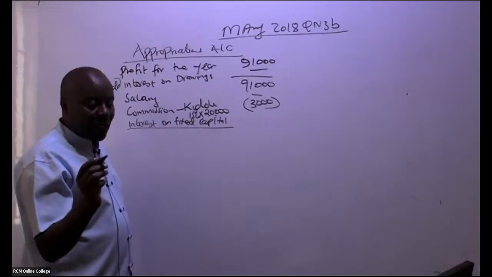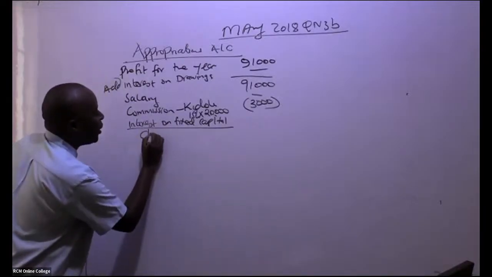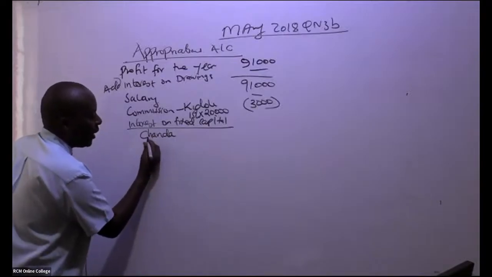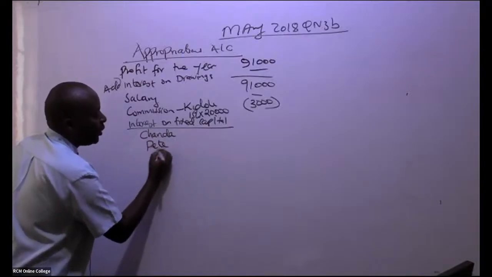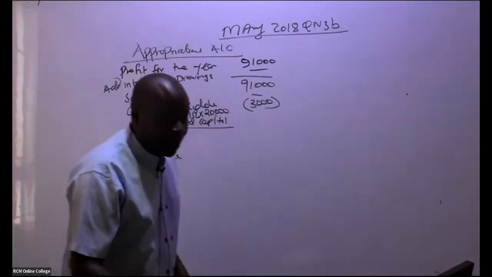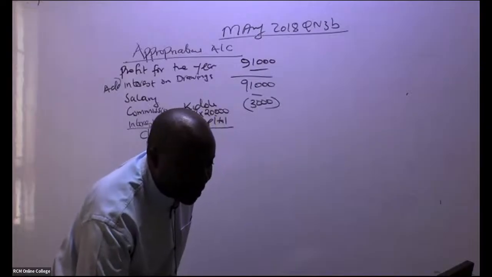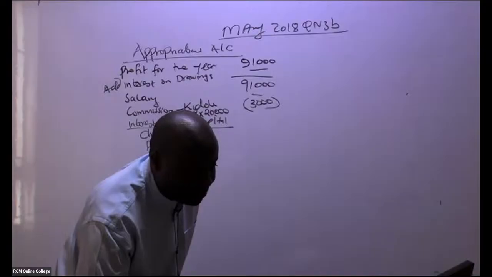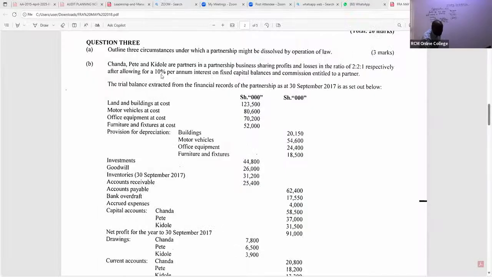So go ahead and tell us what Chanda will be getting. Of course, we have got 3 partners. We have Chanda, we have Pete, and then we have here Kidole. Already Sharon is giving us the total. Thank you so much, Sharon. So you can see, ladies and gentlemen, that the interest is 10% per annum on fixed capital balances. So each one of them will be getting 10%.